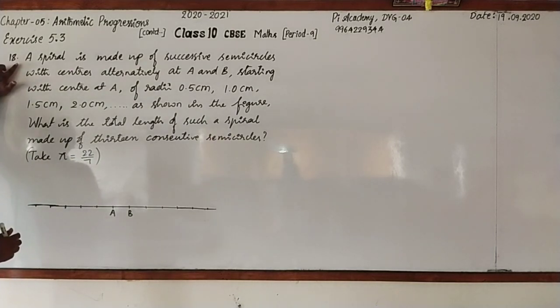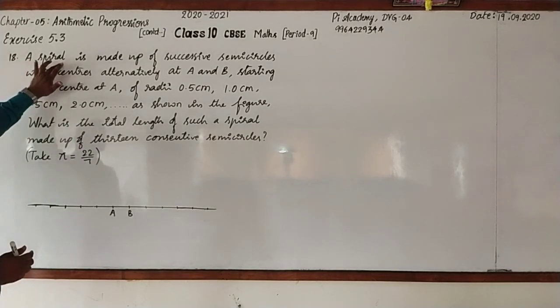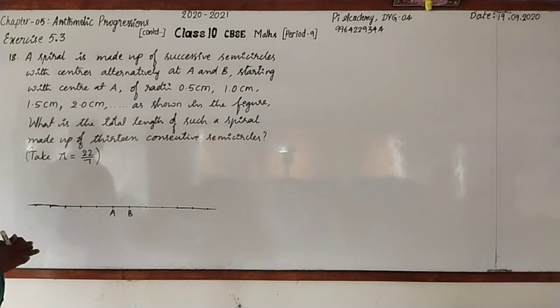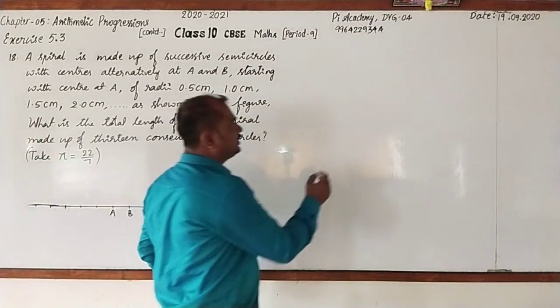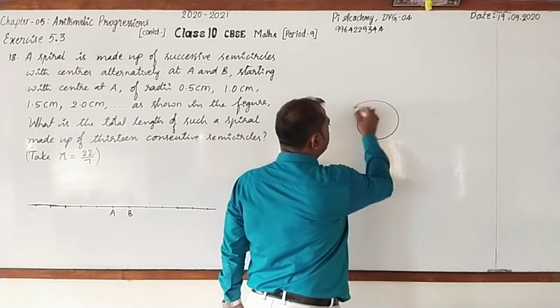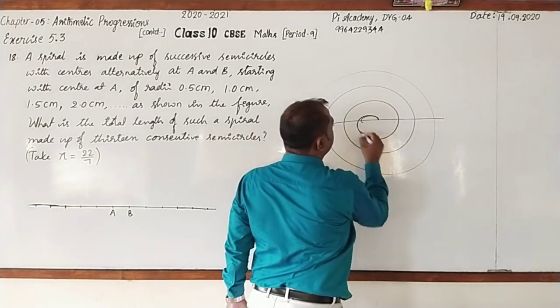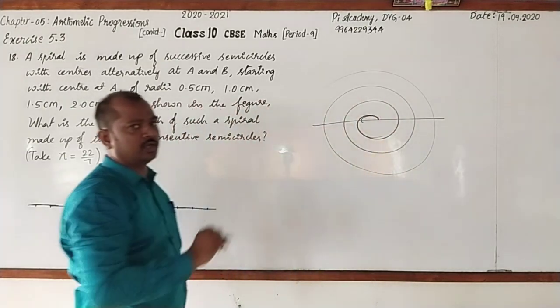Now look here. 18th one has been given like this. A spiral is made up of successive semicircles. Right? You are very familiar with this figure, spiral. Okay? It will be like this. There are many semicircles, 1, 2, 3, like this, and so on.